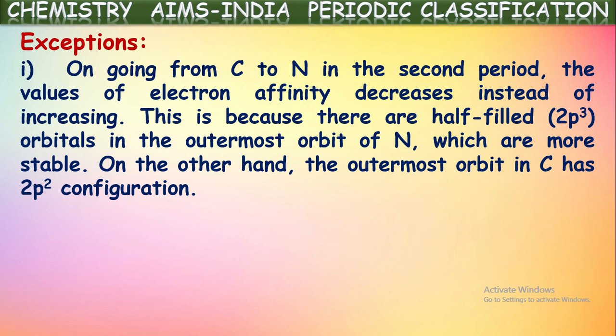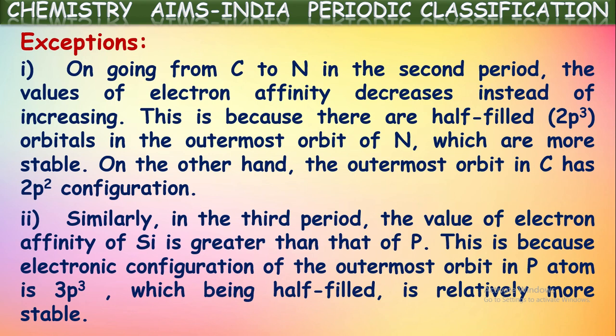Whereas for carbon, the configuration is 2p2. It is not half-filled, so it will be ready to gain that electron. It releases more energy when compared to nitrogen. That's why from carbon to nitrogen, electron affinity decreases instead of increasing. Okay, one more exception.